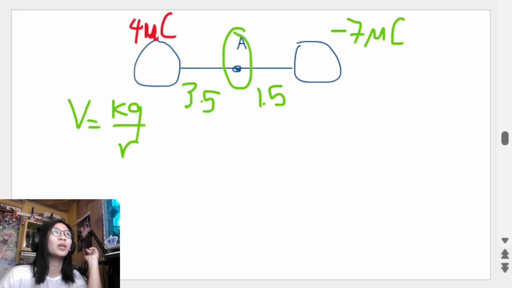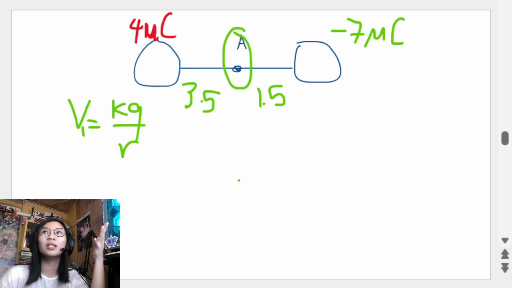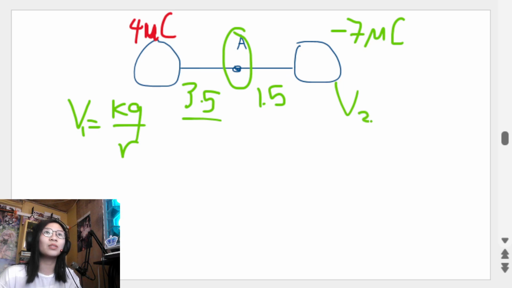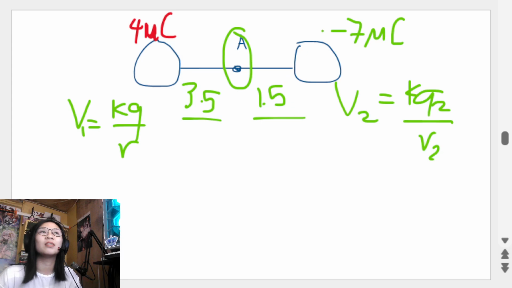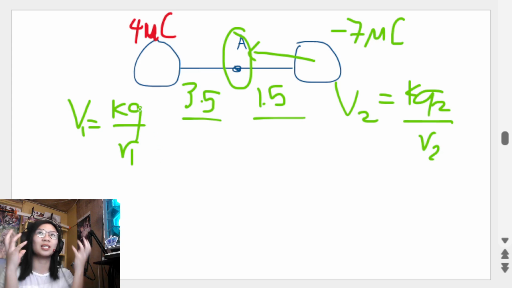for V1, your R1 here is 3.5. While in V2, Q2 over R2, your R2 is the 1.5 distance from Q2 to A. Okay, I hope you get why we use 3.5 and 1.5: because we only look at the distance from point A to that charge, not the charge-to-charge distance.